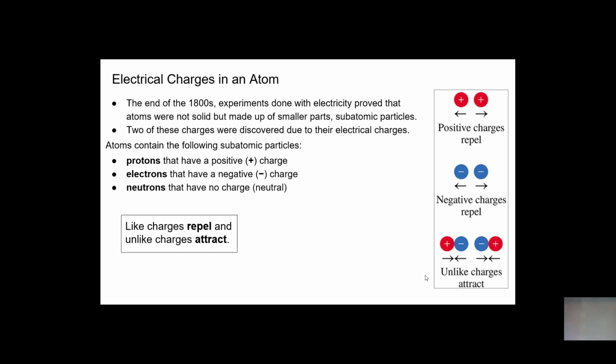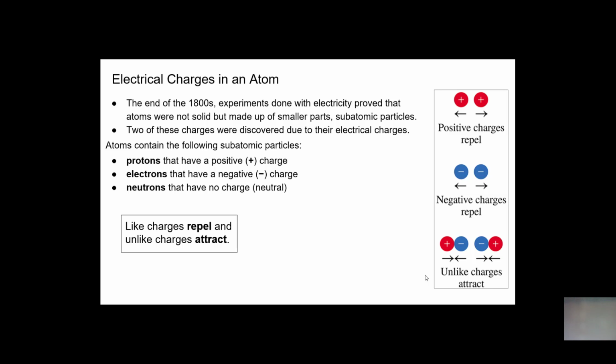So they did further experiments, and they did these with electricity, and they noticed the behavior of the subatomic particles. And they noticed that 2 of the subatomic particles had electrical charges, and they were opposite of each other, a positive and a negative. How do they know this?